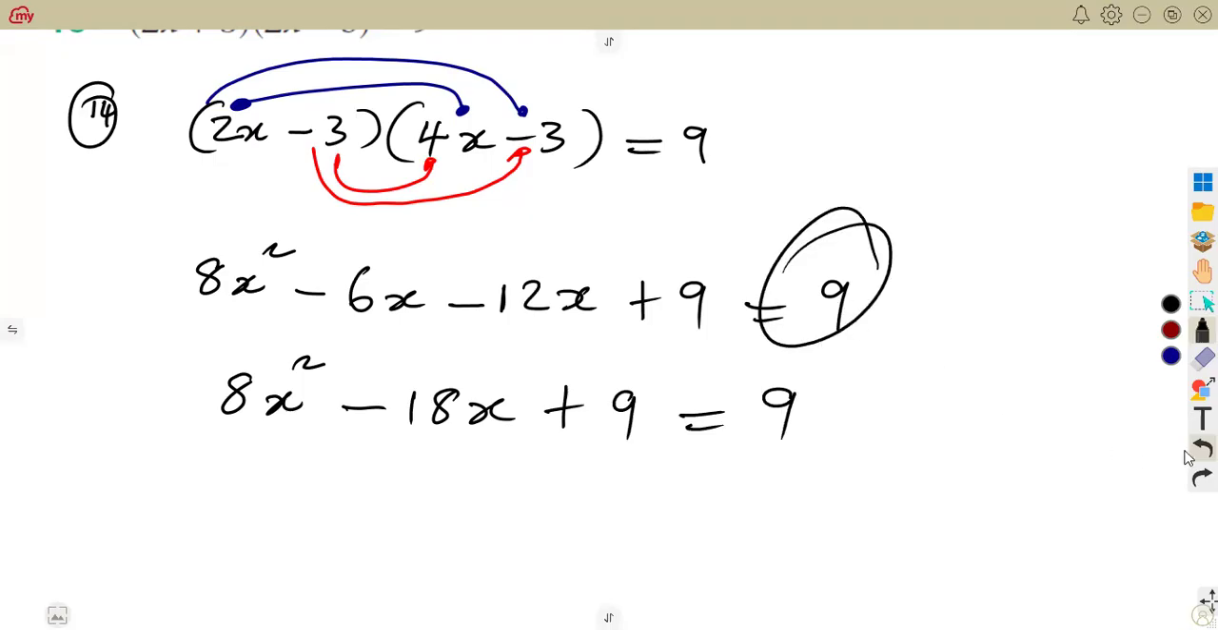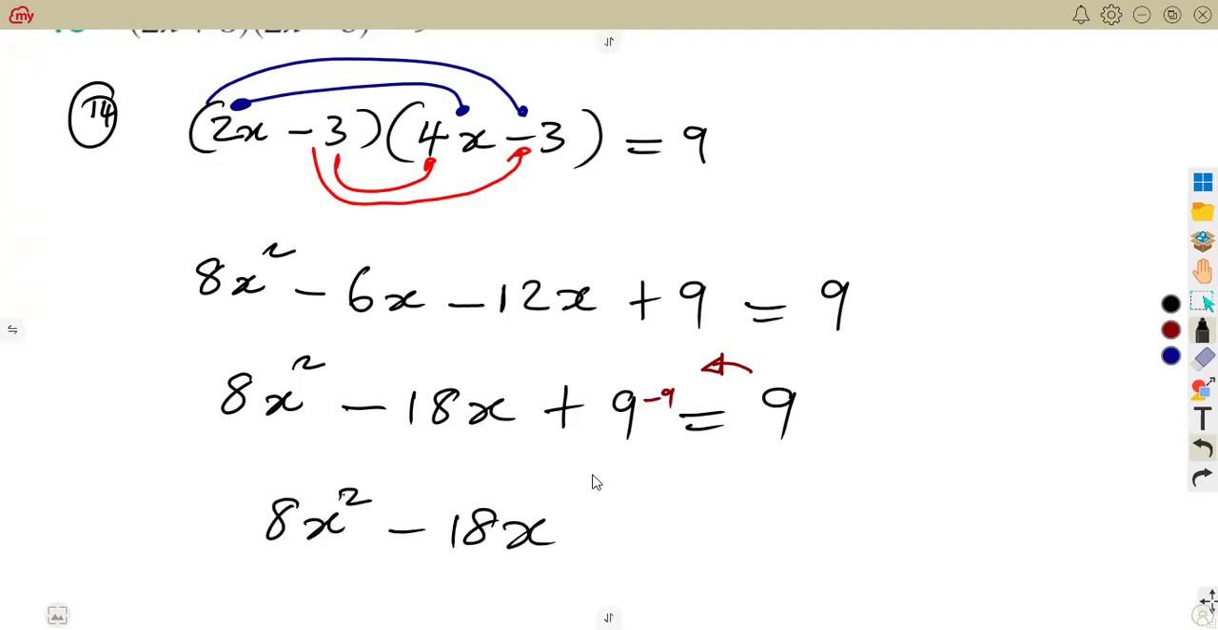So you can take this 9 to the other side of the equation. The 9 to the other side, it will be a minus. So that's 9 minus 9, which is a 0 there. 9 minus 9, guys. So you're going to have 8x squared in this case, minus 18x, because this one gave us a 0. 9 minus 9. So it is equal to what? It is equal to 0.